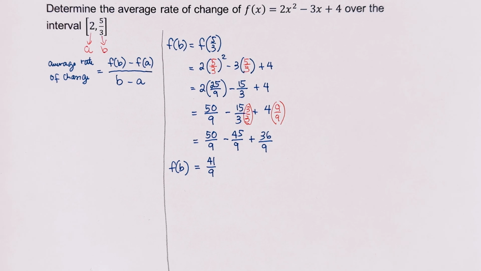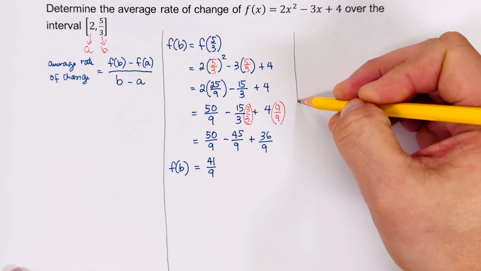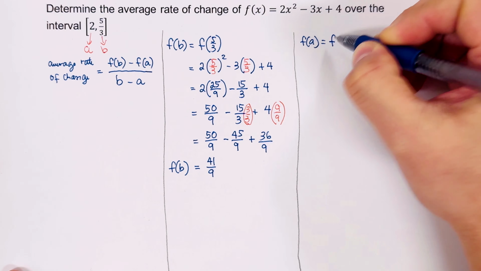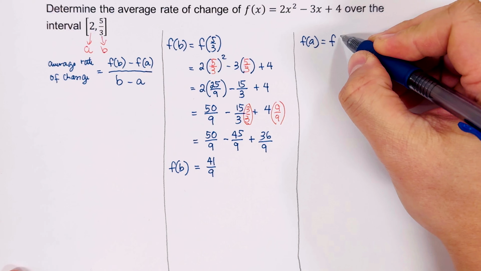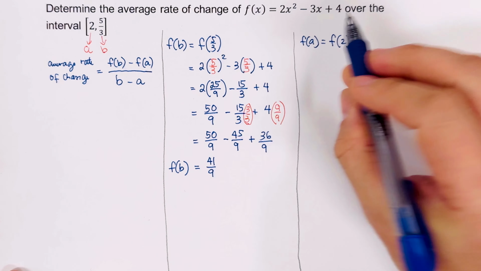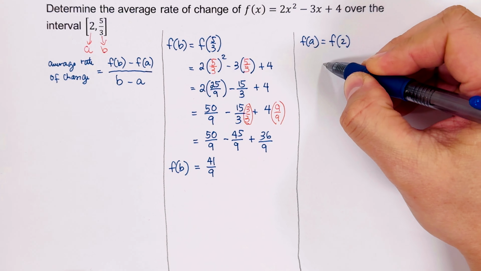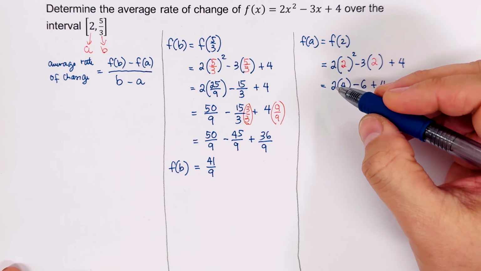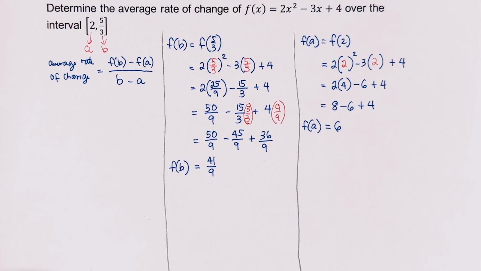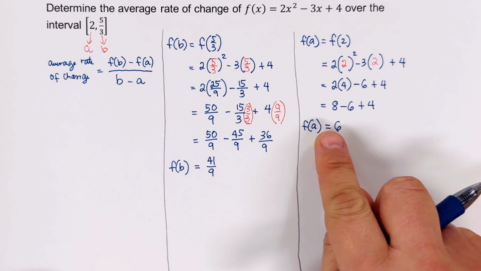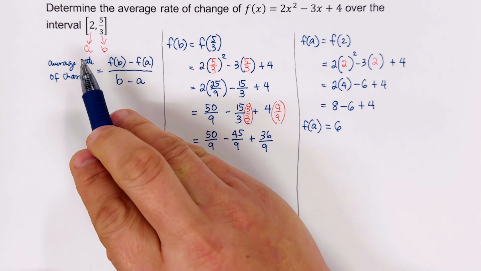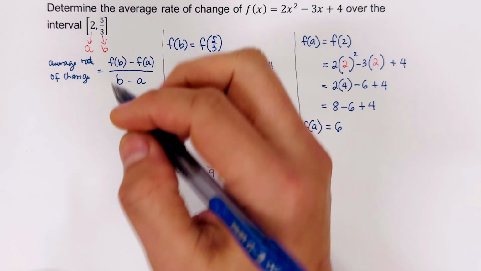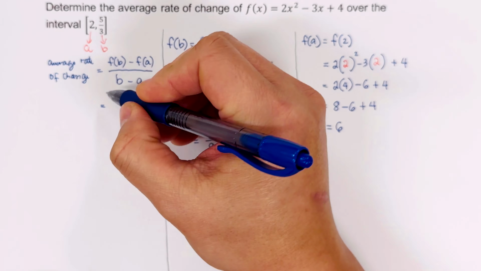Now let's move on to finding f of a. Our f of a is actually equal to f of 2, since our a is 2, so we put in 2 to the x's up there. So the expression would come out. Now we already have values for f of a and f of b, and we have a and b right there. So we go ahead and plug these values into the formula for the average rate of change.